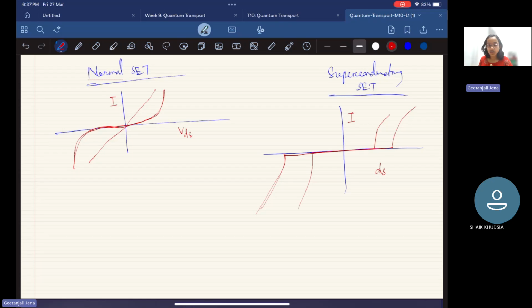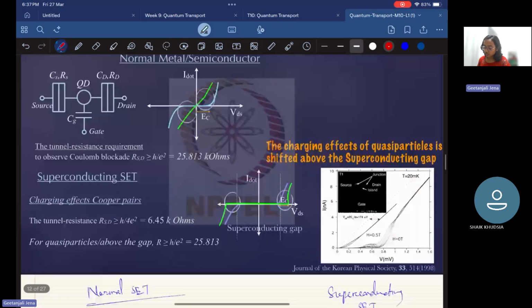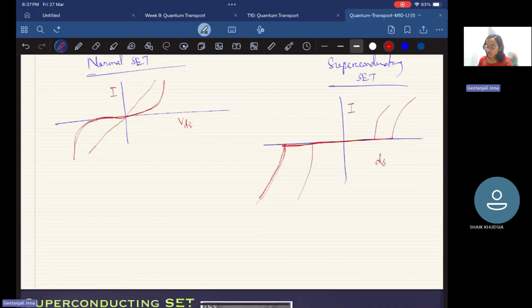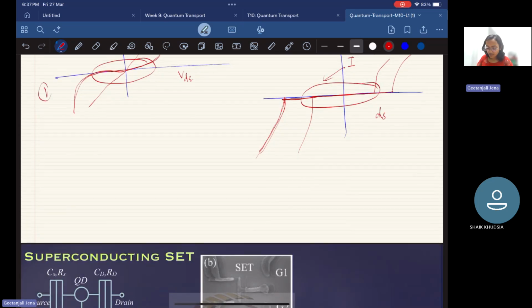This is one of the main differences between a normal SET and a superconducting SET. In superconducting SET, because of the Cooper pair, we will see a sub-gap feature, and because of this superconducting gap, we'll see a region. This charging and discharging event, or we can say the Coulomb charging effect of these quasi-particles, is shifted by the superconducting gap. Here we don't have any signature of the superconducting gap, but we'll see a signature of the superconducting gap for this superconducting SET. And what is the next difference? This is the first one. Next one is the tunnel resistance.